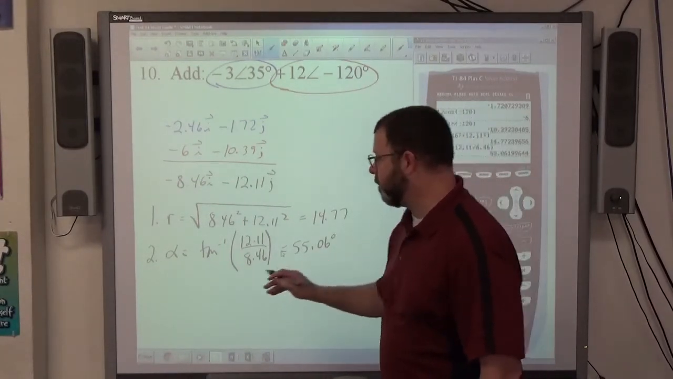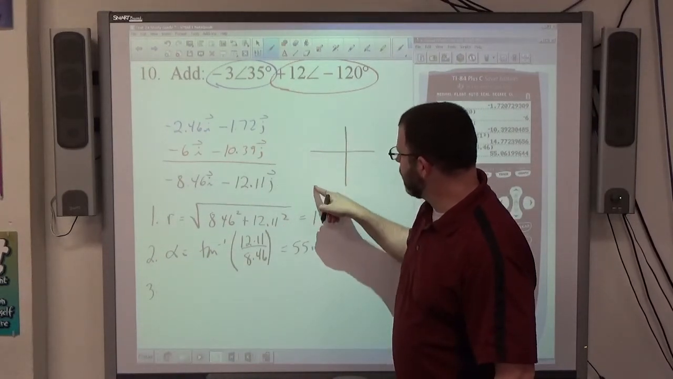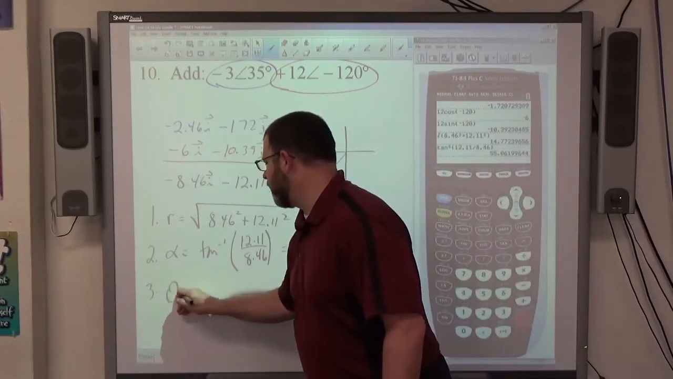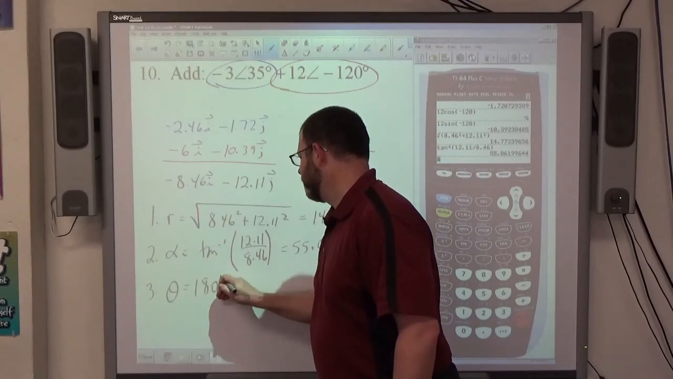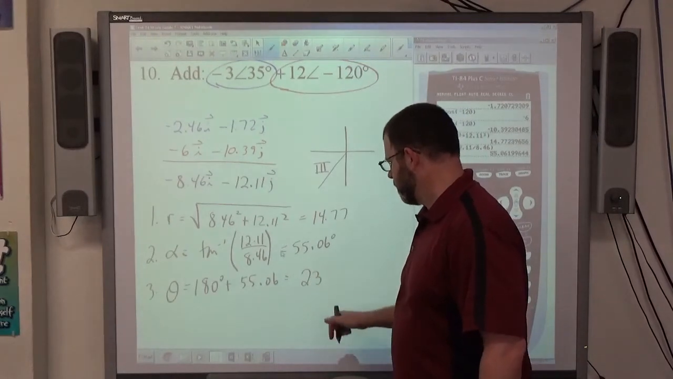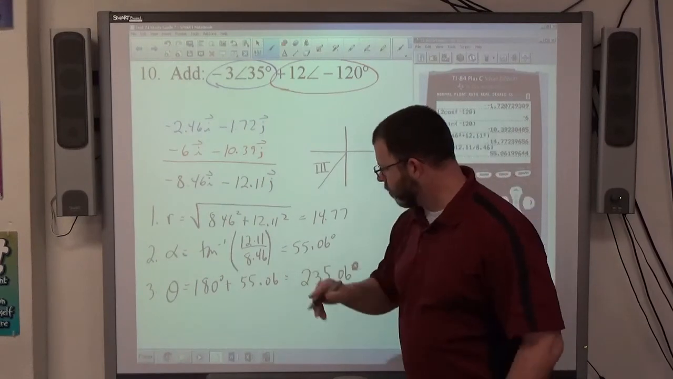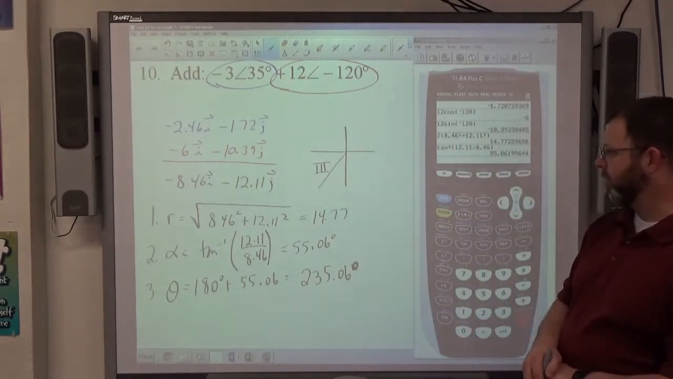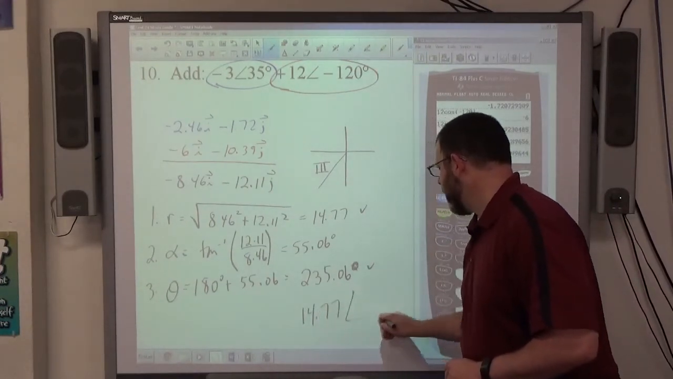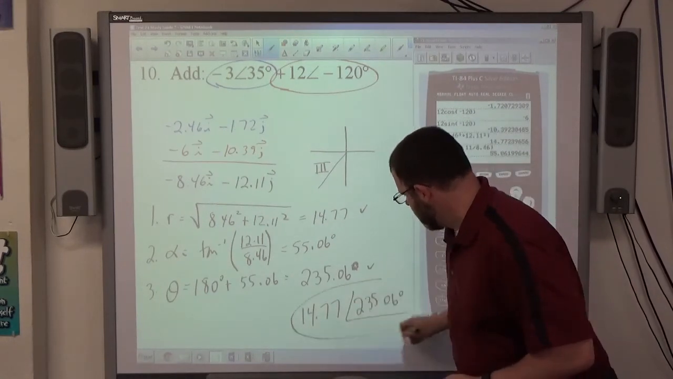The final step is step 3. We have to establish a quadrant. So if you imagine graphing negative 8.46, negative 12.11, we're down here somewhere in the third quadrant. In the third quadrant, theta is equal to 180 plus alpha. So 180 plus 55.06 makes 235.06. That magnitude with that angle is the answer. So 14.77 at an angle of 235.06 degrees. That gets you full credit.